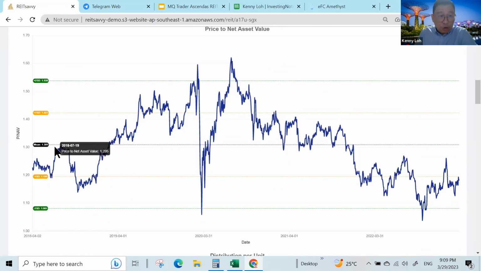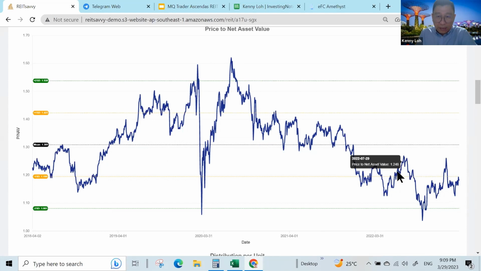Ascendas used to trade at a certain price to book. Okay, at the present moment, Ascendas is trading close to -1 standard deviation against the historical price to book. Okay, anything below this average price to book is undervalued.